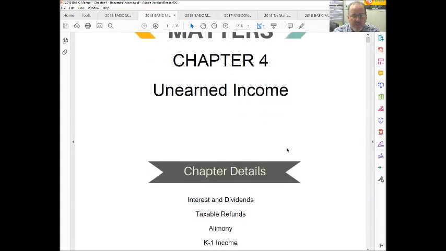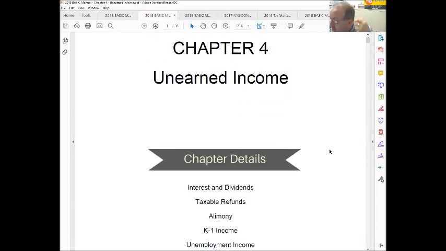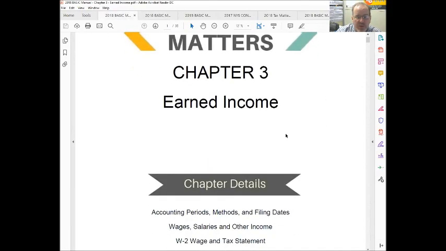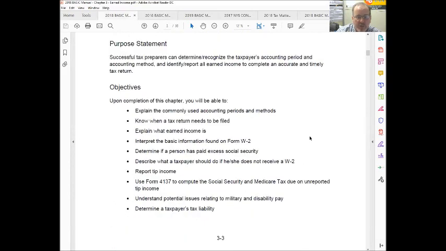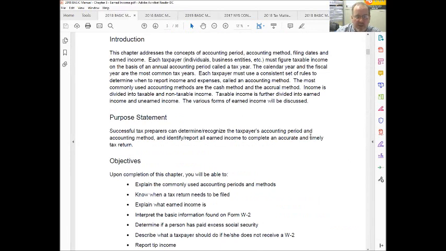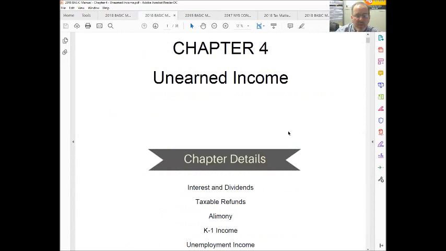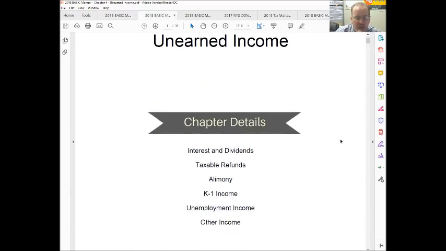All right, so let's head into chapter 4. This section, as we talked about, is going to be on unearned income. If we remember from chapter 3, we did earned income. We talked about a lot of things as far as the W-2s. That's all earned income. As I said at the outset of the chapter, it's where we have made money. We have earned it from work or services or whatever that may be. What we're going to go into today is unearned income.